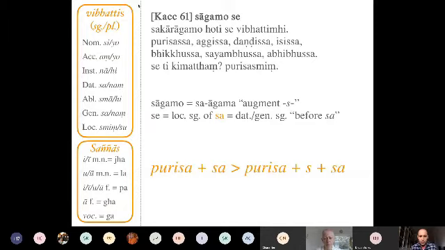So the result will be something like this. If you want to make the dative or genitive of purisa, you will have the nominal base purisa plus sa. But because of this rule, Kaccāyana 61, you have to insert or add an augment before the case ending. So you will have purisassa.